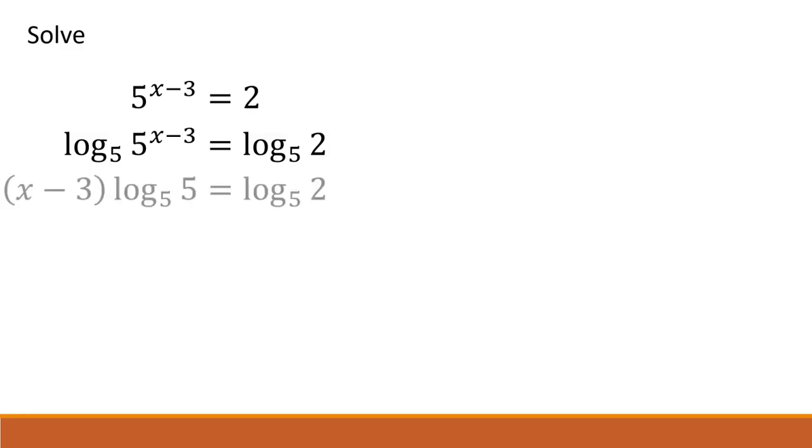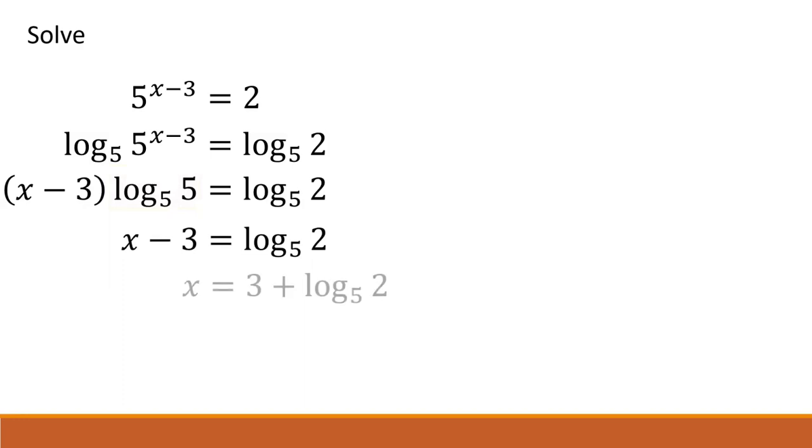On the left side, that exponent can come down front as a factor, but now we have to look at that log base 5 of 5. That's equal to 1. So 1 times x minus 3 is x minus 3. Add 3 to both sides of the equation, and we've got our solution. X equals 3 plus the log base 5 of 2.